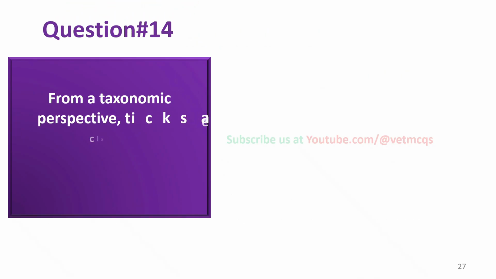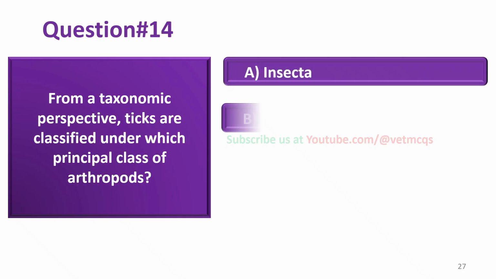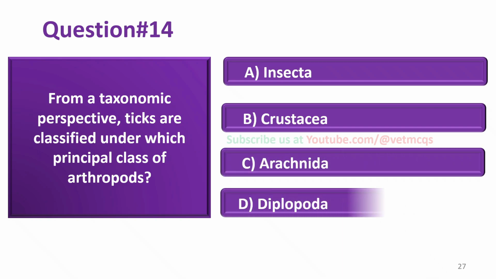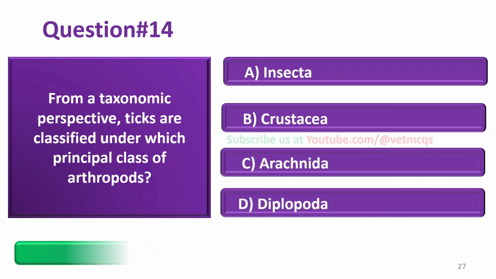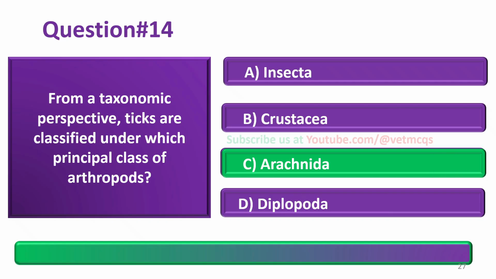From a taxonomic perspective, ticks are classified under which principal class of arthropods? Insecta, Crustacea, Arachnida, Diplopoda. And the correct answer is option C, that is Arachnida.